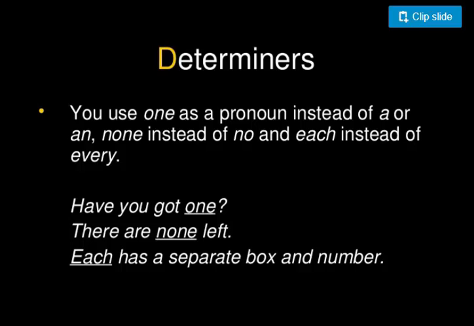Have you got one? So there are none left. Each has a separate box and number, right? So one, none, and each are used in the replacement of some articles or some possessives. You can say some demonstratives too. So these are used as pronouns.